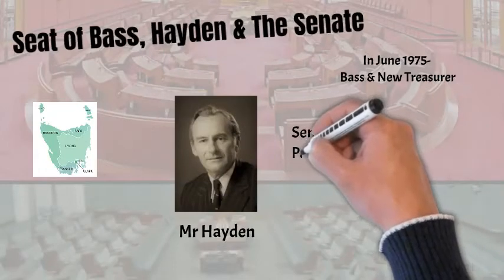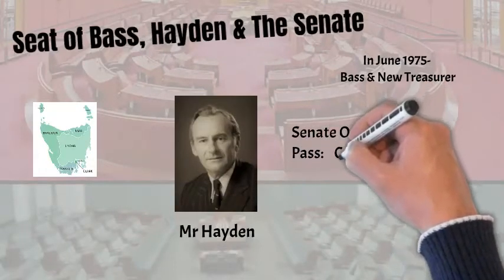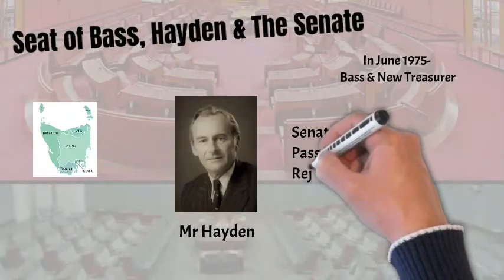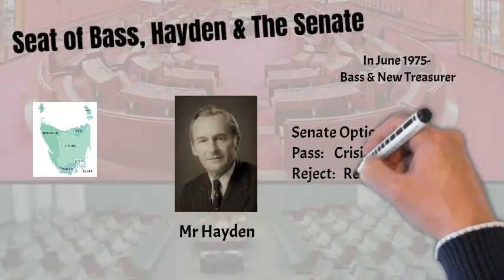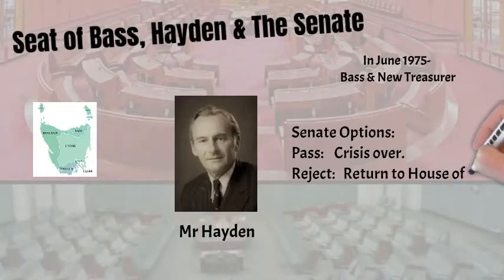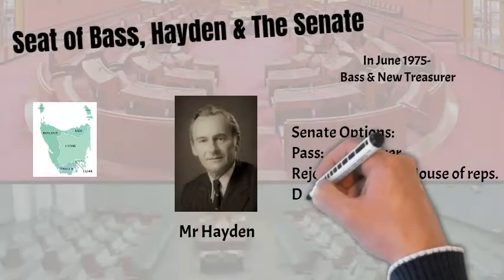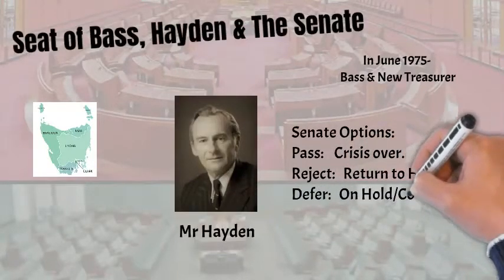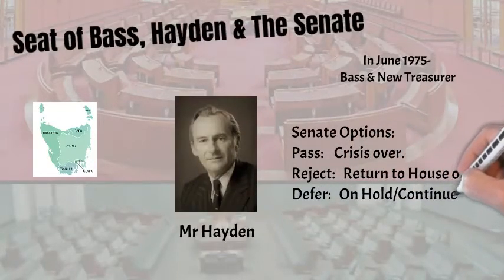Secondly, they could reject the budget, which would go back to the House of Representatives for further discussion and perhaps amendment. The convention in this case would be for the government to go to an election in the event that they could not secure supply of the money bill through the Parliament, hence they could not fund themselves. Or they could simply defer the budget.